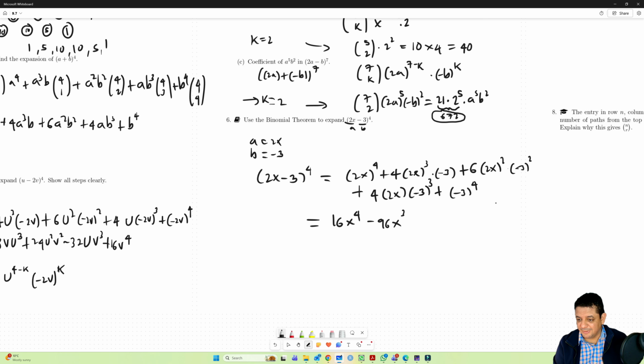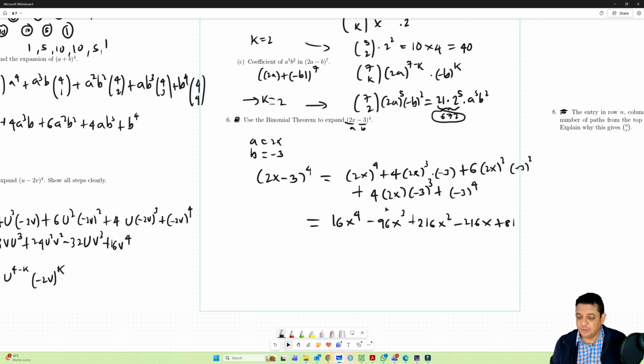And then this is a 9, 9 by 6 by 4, that's going to be 216x squared. And then we'll multiply this one here. Minus 3 cubed is going to be minus 27, but times 8 is going to be minus 216x once again. And finally 3 to the 4, which is 81. So now we have the full expansion for this term.